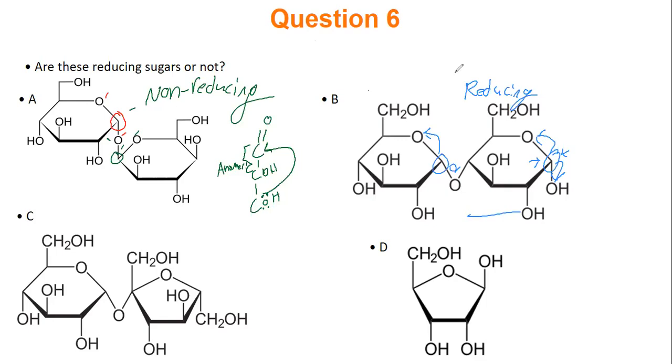All right, C. My anomeric carbon's right here, and my other carbon is right here. Oxygen, oxygen. So this is non-reducing. D is also non-reducing. The anomeric carbon is not bound to anything. So if you're a monomer, by default, you're non-reducing. All right. Any questions about reducing, non-reducing, how we find that?